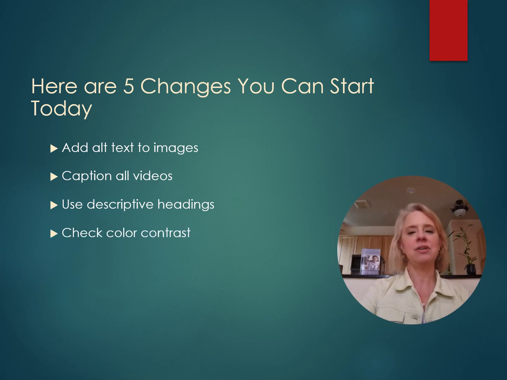Check color contrast. Make sure your text is easy to read against its background. Aim for a contrast ratio of at least 4.5 to 1. And test with keyboard only navigation. If you can move through your site or materials without a mouse, that's a great sign it's accessible. Remember, start small. Each of these changes moves your content one step closer to being truly inclusive.